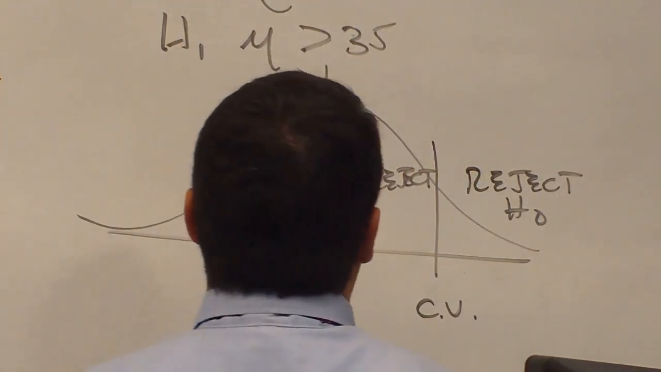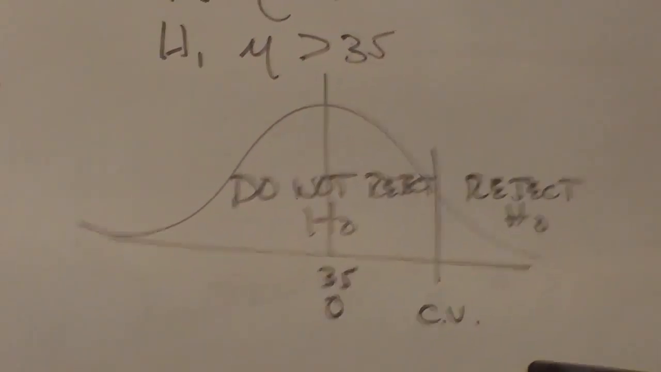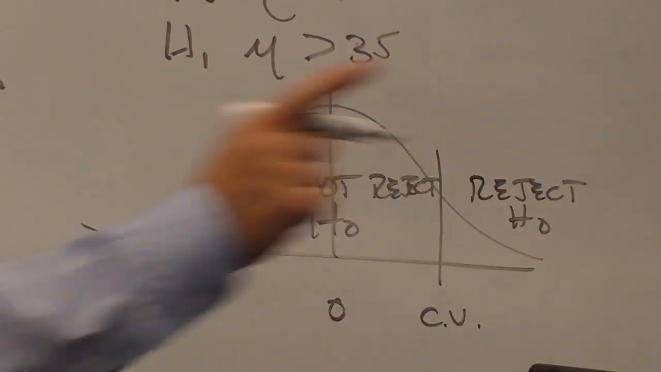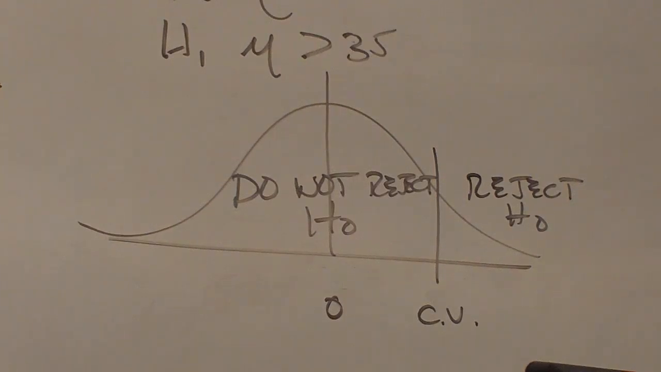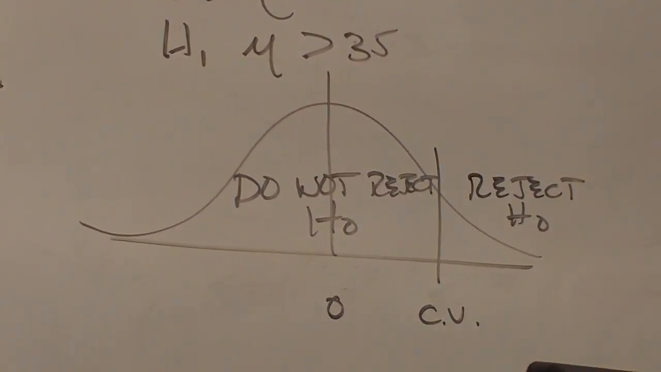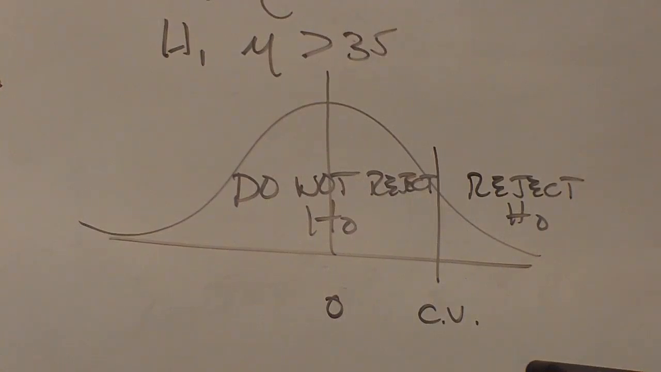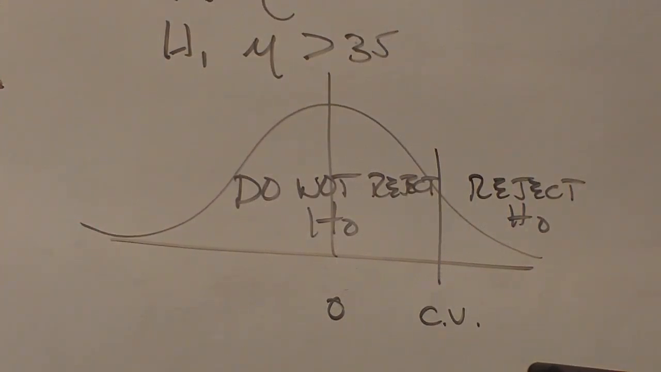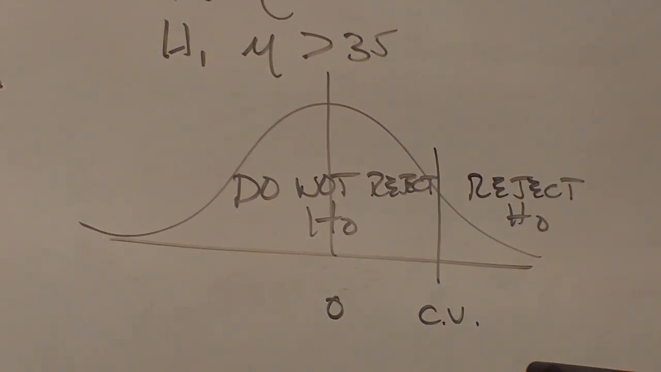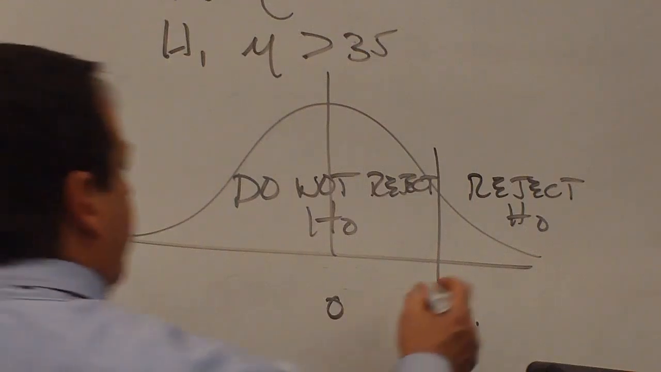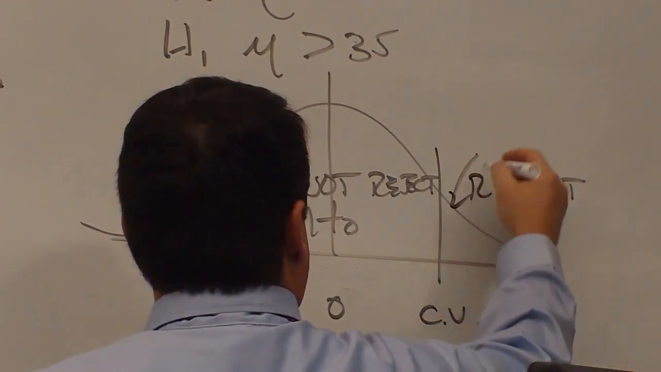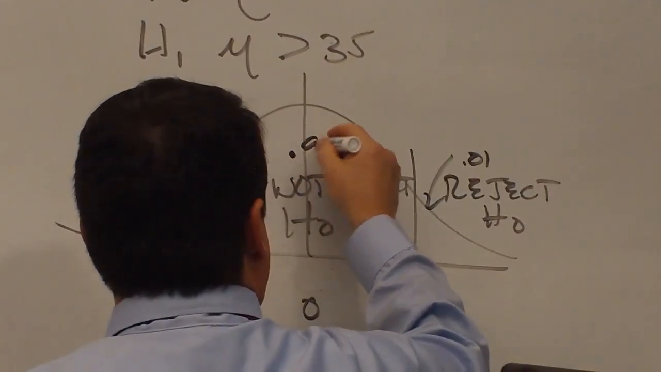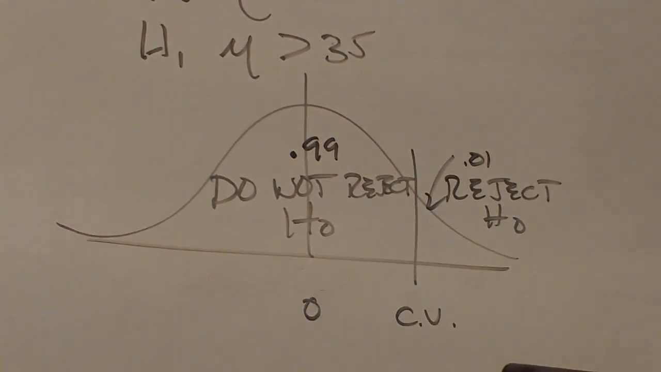Is that 36.5 or 35? 35. Okay? We don't even need that on there. Alpha equals 0.01. Everyone okay on the problem before I go on? So that means this area here is 0.01, and this area is 0.99.